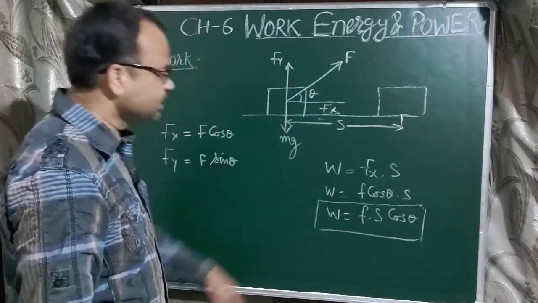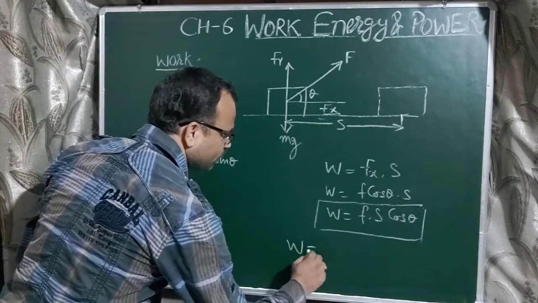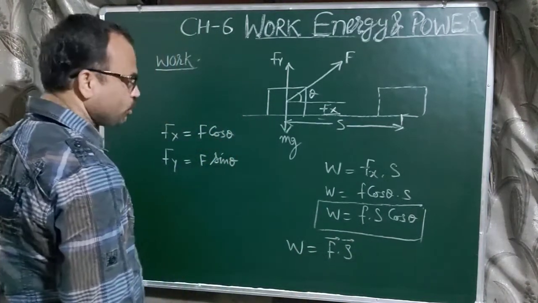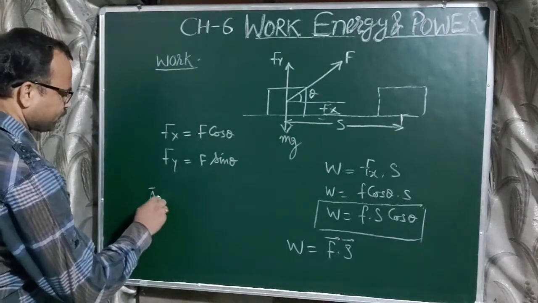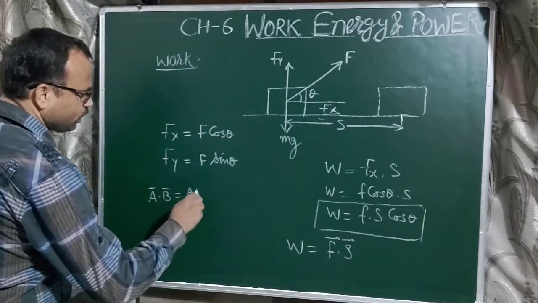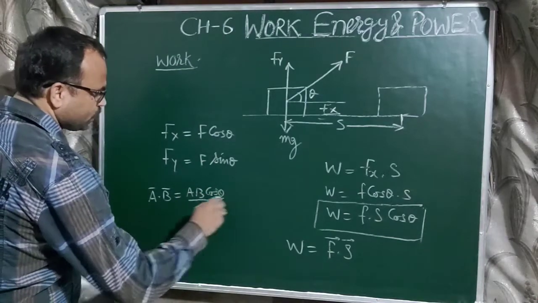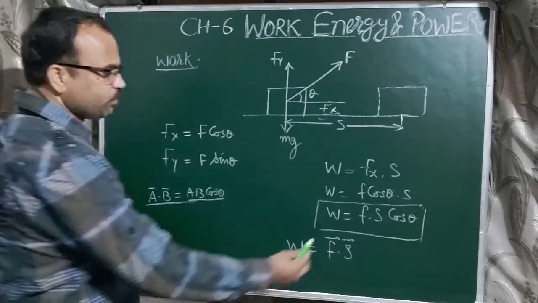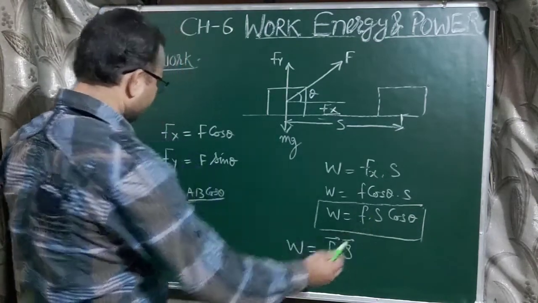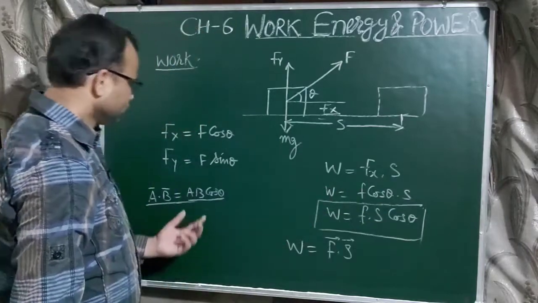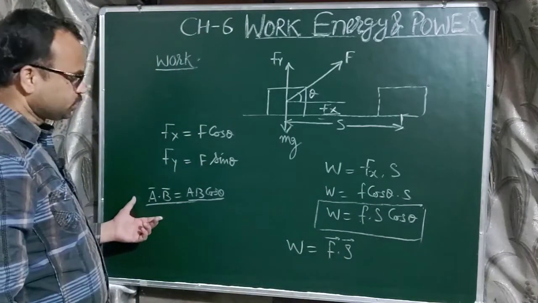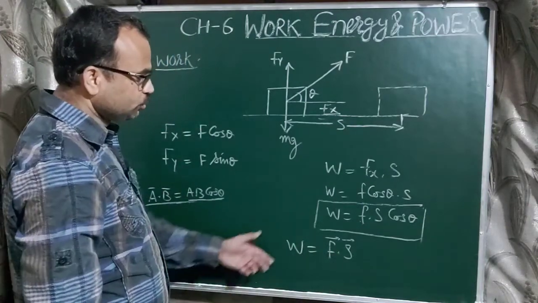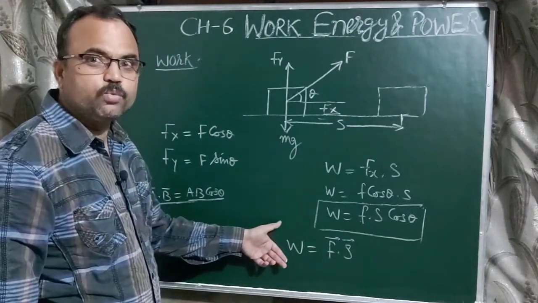This equation can be written as W equals F vector dot S vector, because we know that A vector dot B vector equals AB cos theta. This is the dot product of two vector quantities. Here force is a vector, displacement is a vector, and the angle between them is theta. So this form is similar, and we can write W equals F vector dot S vector. This is the vector form of work.